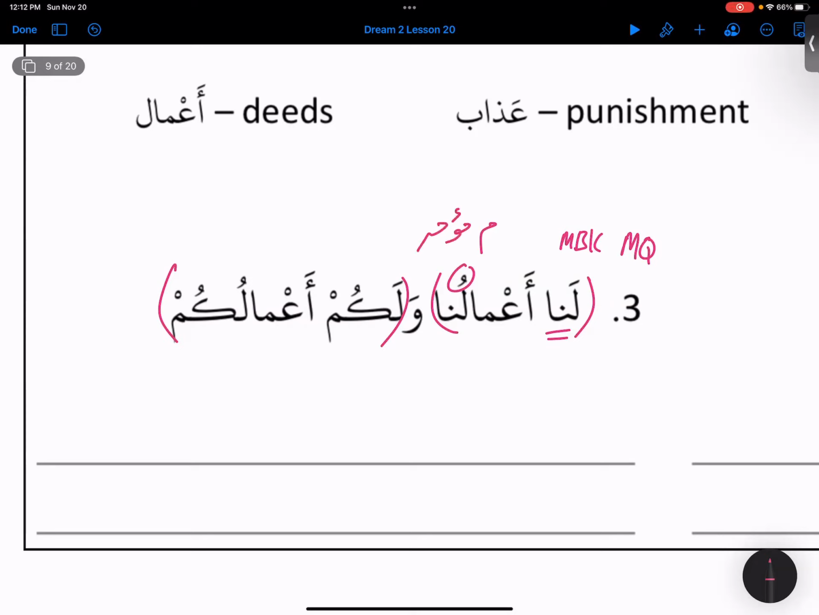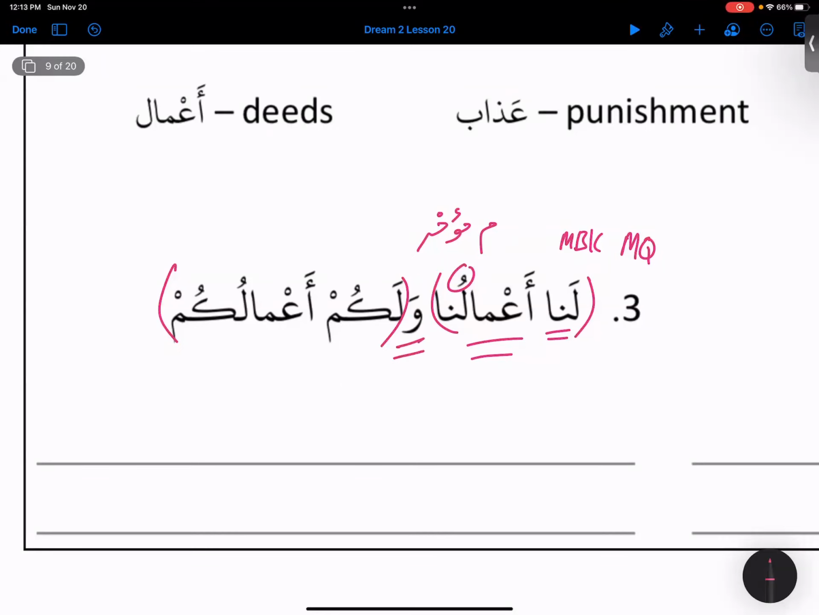Okay, but is it proper or common? Proper. So that means exclusivity is there. And how are we going to translate? No, not for us. We are going to always translate the Mubtada first. So our amal are only for us. Our deeds are only for us.